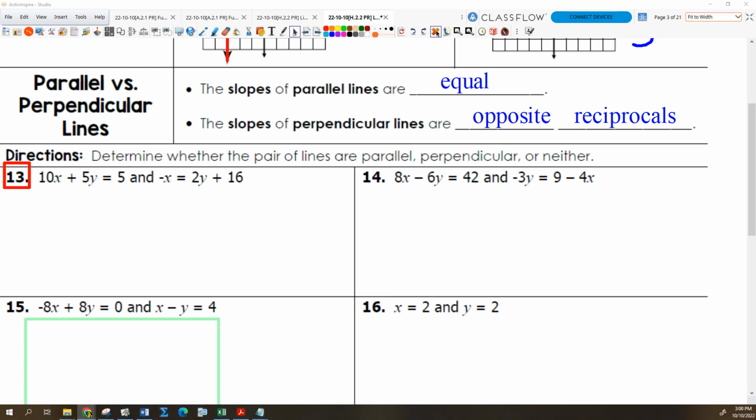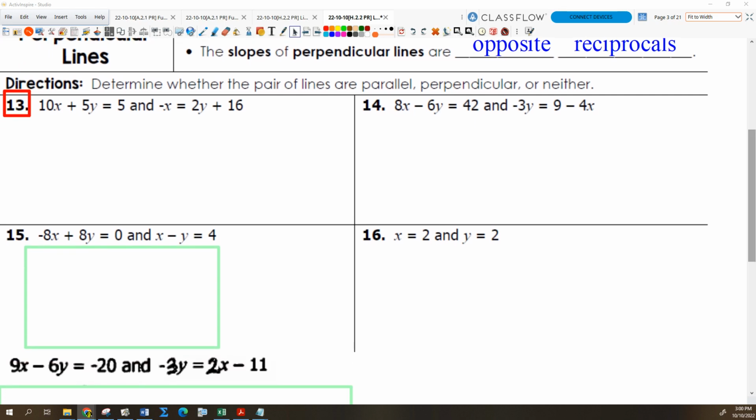So if we want to determine whether a pair of lines are parallel or perpendicular or neither, what's the only part of the line that we really need to know of each line? Slope. We don't need to know the y-intercept. All we need to know is the slope, correct? So if we look at example 13 here, let's make the first one our red line, and the second one we'll make our blue line. If I want to find out if the red and blue lines are parallel or perpendicular or neither, then I just need slopes.